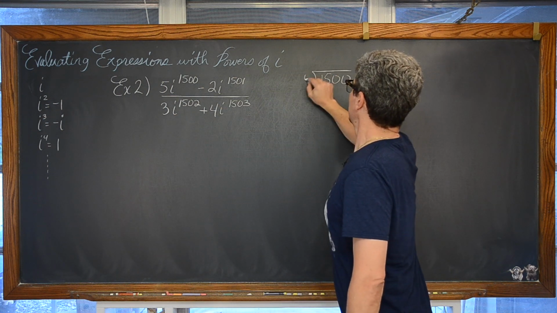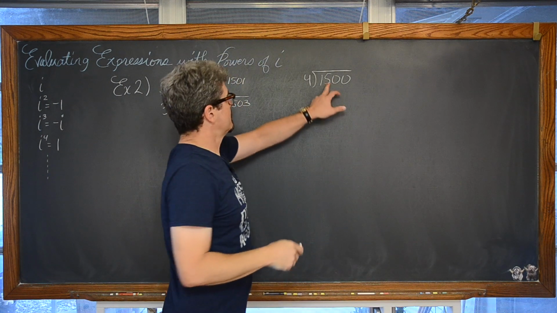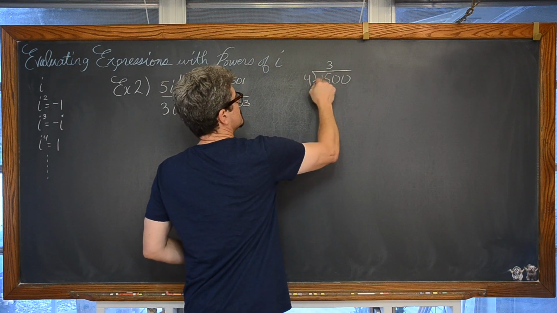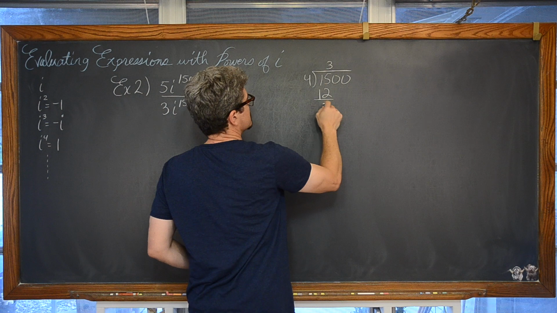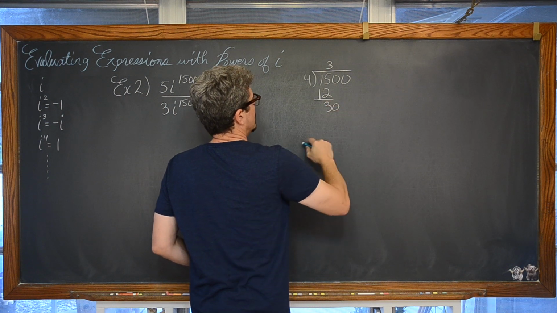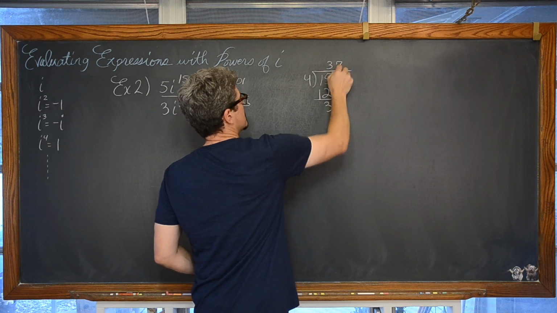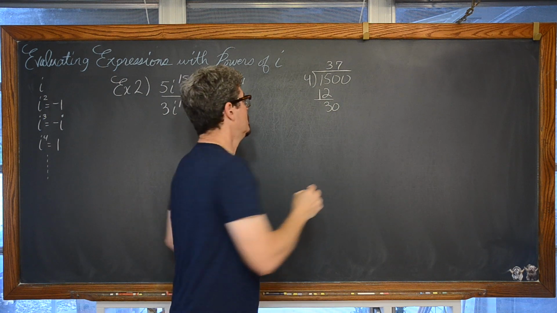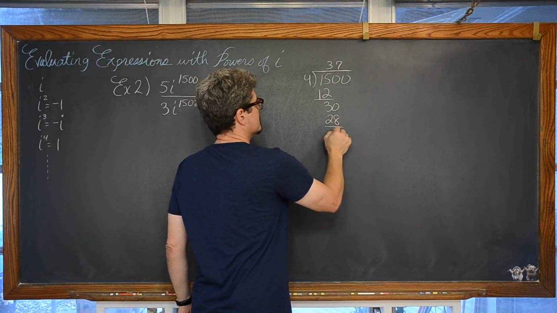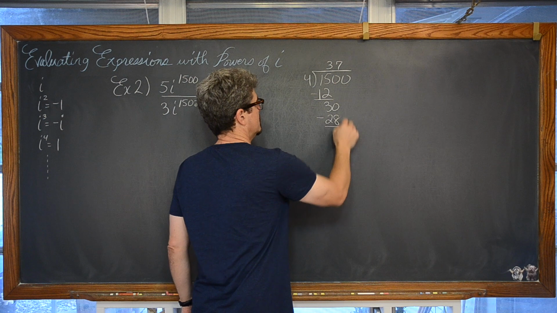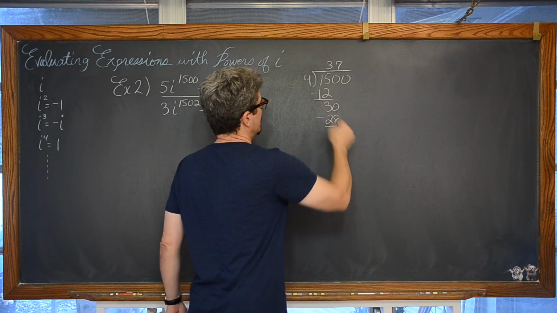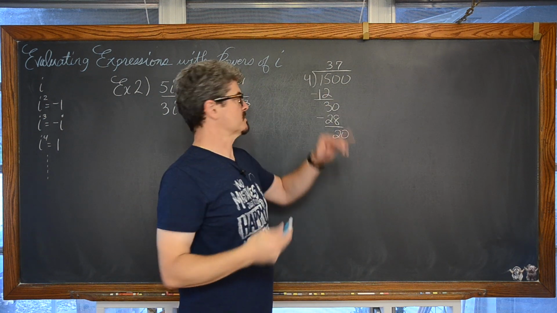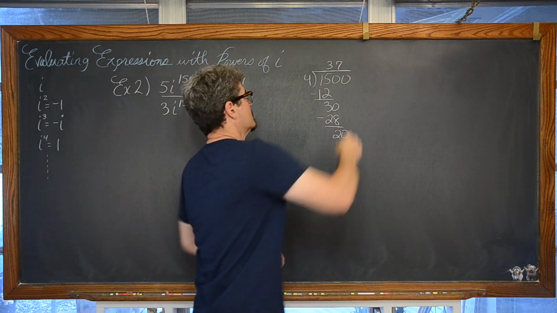We're going to divide that by 4. We've got 3 4s that go into 15, giving you 12. We're going to subtract and get 30. Now, what, 7 4s go into 30? That's going to be 28. Subtract again, we get 2. Bring down the 0, we got 20. And how many 4s go into 20? That's going to be 5.